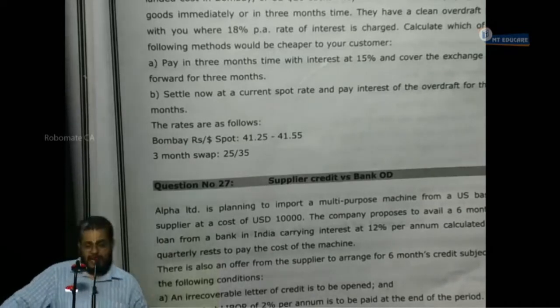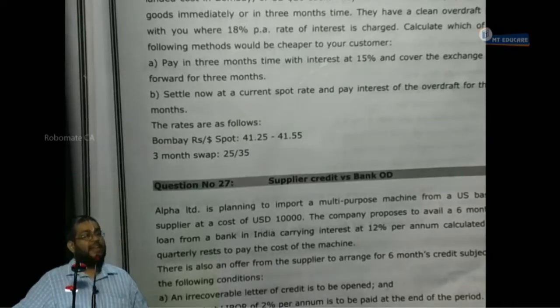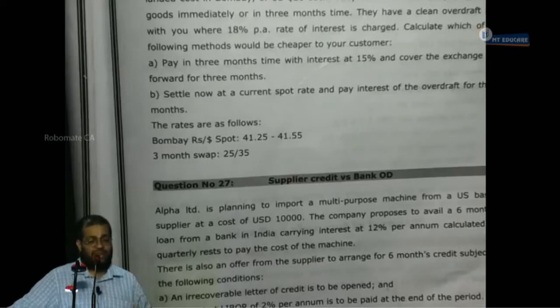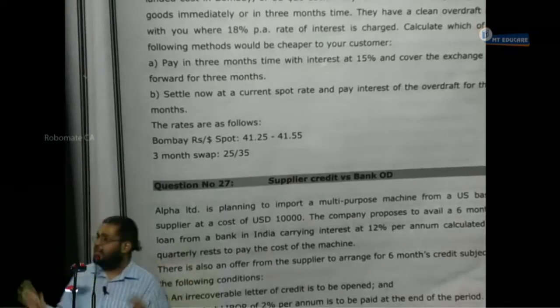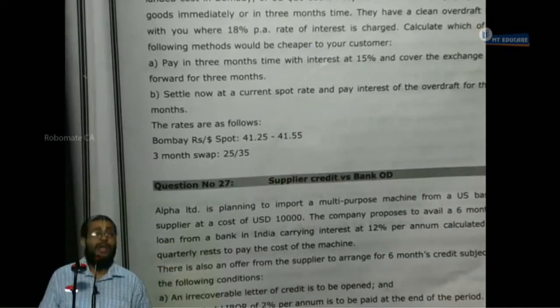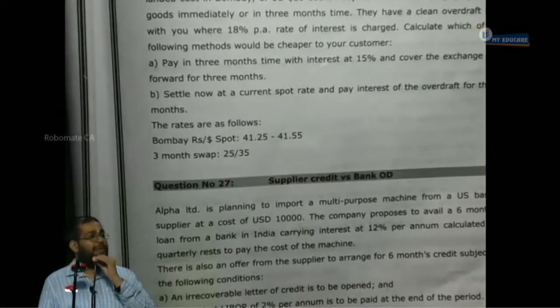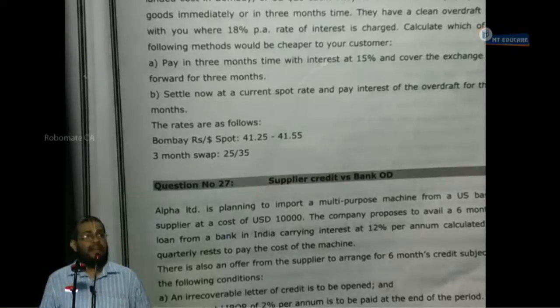For how many months? A 6 months period at an interest of 12%. That interest gets compounded every 3 months, is point number one. Respond yes or no. Simple issue. Or the other option is, instead of going to the bank and asking for a loan, I can ask my supplier, let me pay the money not today, let me pay after 6 months. In that case, my supplier is having a risk or not?